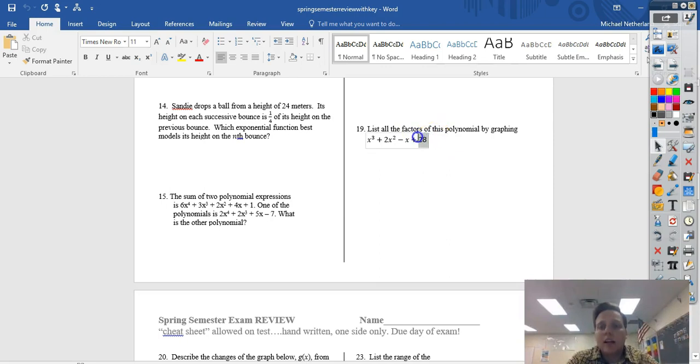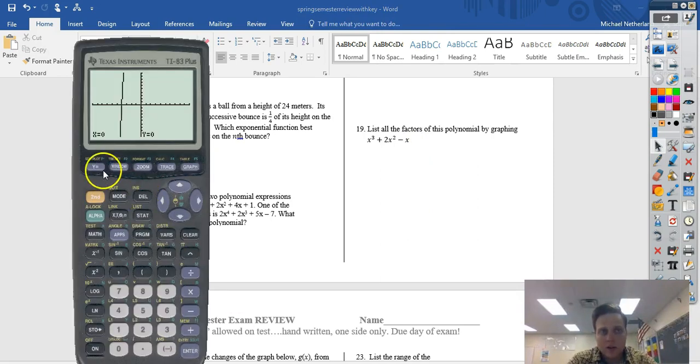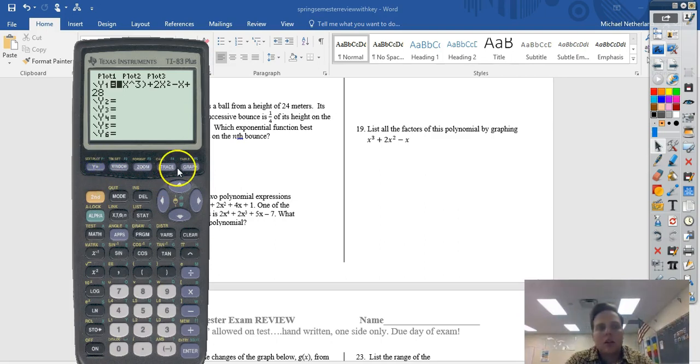We're going to get rid of this plus 28. So this is our new guy. We're just going to type this into our calculator. Delete, delete, delete. Alright, now we're going to hit graph. Now what we need is to see where it's crossing the x-axis.